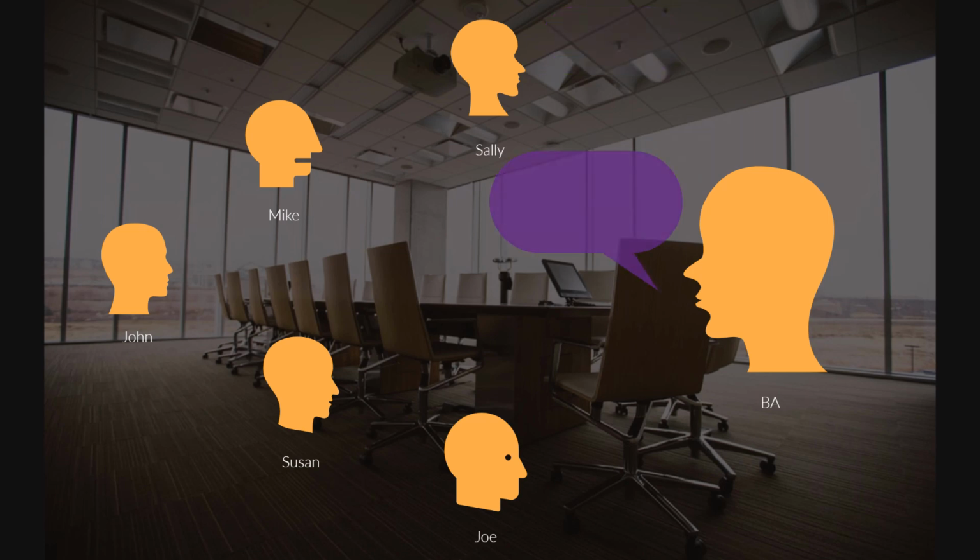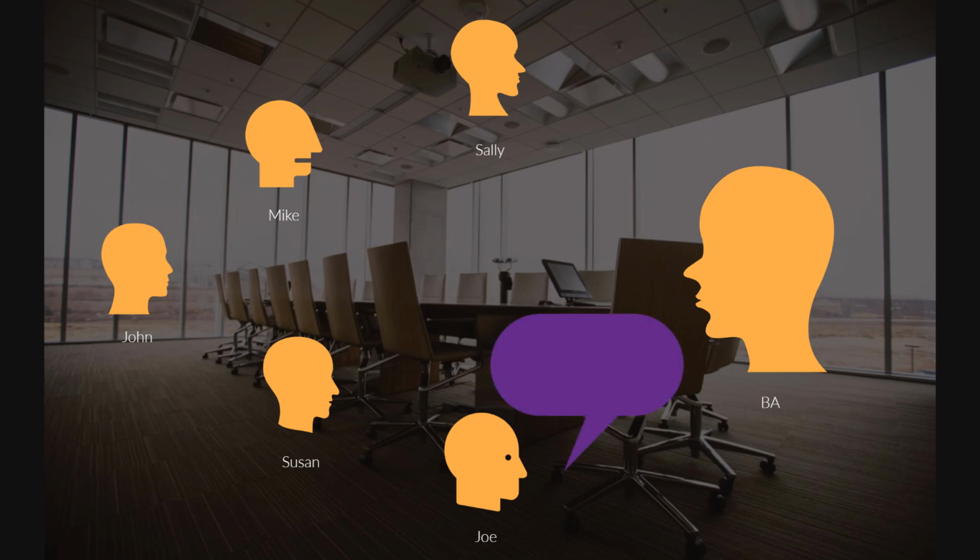BA says, Joe, let's go back to the install process for a minute. What if there are trees that need to be removed? When does that happen? Because remember, in our process, he didn't tell us that. Joe says, we do that first thing on day one if we need to remove trees. And the BA says, okay.